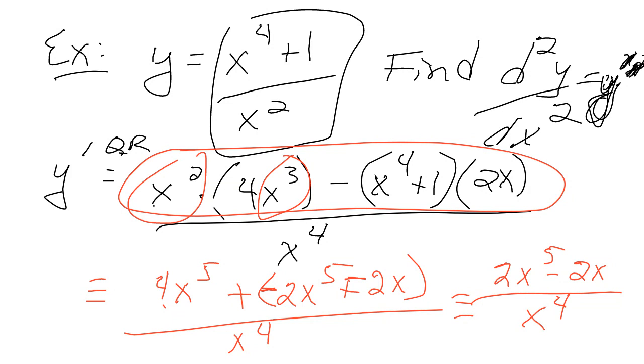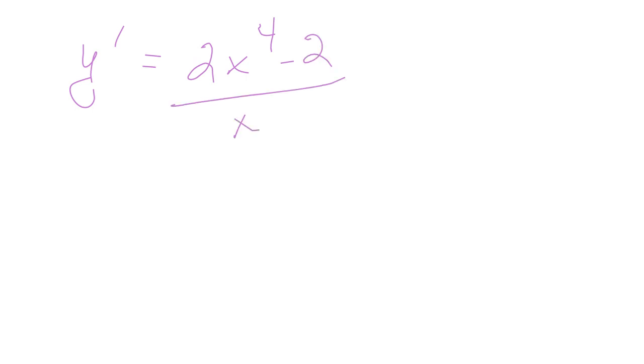I could factor out a 2x, or I'm going to factor out an x, because that'll cancel on the bottom. So it's x times the quantity 2x to the 4th minus 2. And then what happens is I'm able to cancel that x with one of these, right? So you're going to get 2x to the 4th minus 2 all over x cubed. Is that right? We're going to take the second derivative, and once again, it's a quotient, so we're going to use the quotient rule, right?